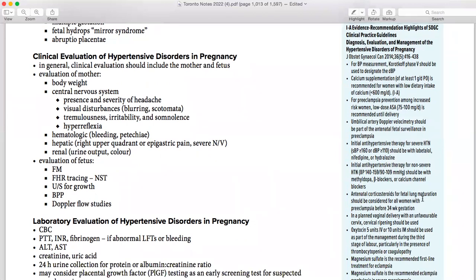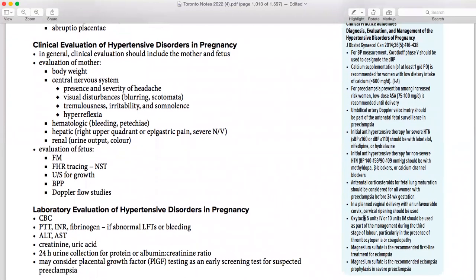Antenatal corticosteroids for fetal lung maturation should be given to all women with preeclampsia before 34 weeks of gestation. In planned vaginal delivery with an unfavorable cervix, cervical ripening should be used. So you have to do ripening first and then do all that. Then oxytocin should be given.